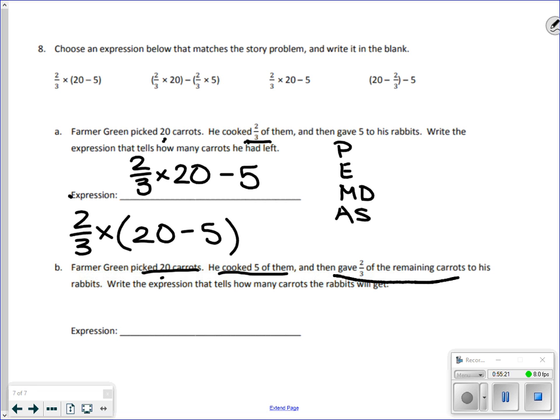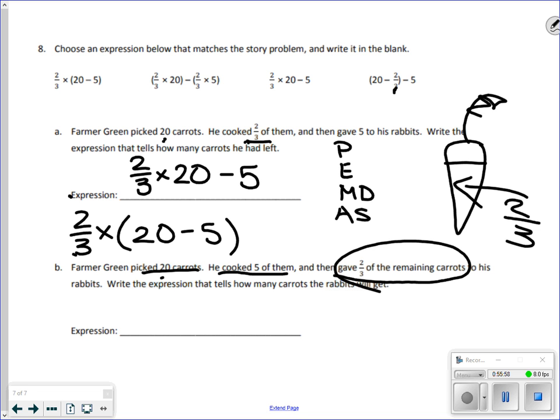This is 2/3 of all of the remaining carrots. 2/3 of 15 carrots. Because you have to do 20, cooking 5 of them, and then taking 2/3 of all of these carrots. That is 2/3 of a carrot. If you're just doing 2/3, that's like that much of a carrot. But it's 2/3 of all of the carrots, or 15 carrots. 2/3 of the remaining. You're just telling me 2/3 of 1 carrot when you're picking that one.